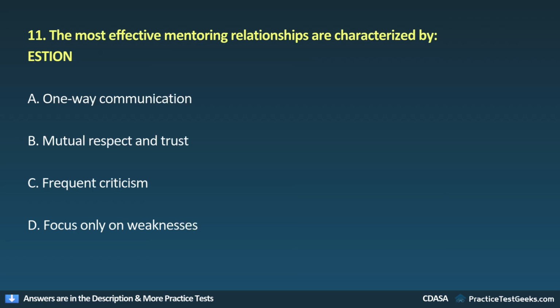11. The most effective mentoring relationships are characterized by: A. One-way communication. B. Mutual respect and trust. C. Frequent criticism. D. Focus only on weaknesses.